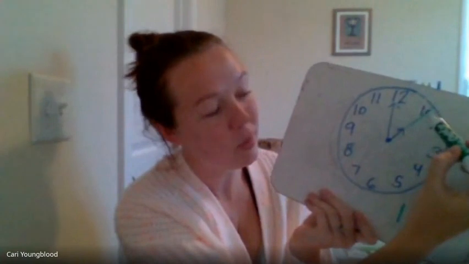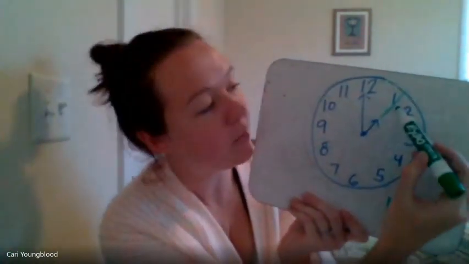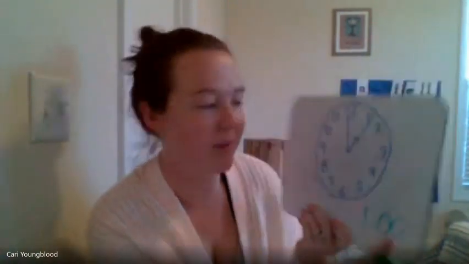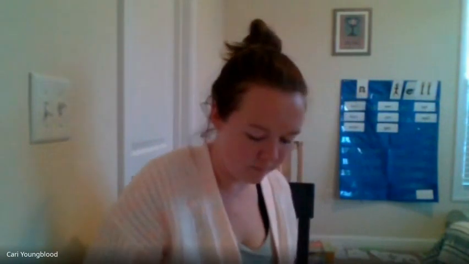The small hand is pointing to the 1. The hour hand's pointing to 1. The minute hand is pointing to 12. 1 o'clock. Let's try another one. Okay, let me get my blue marker again.